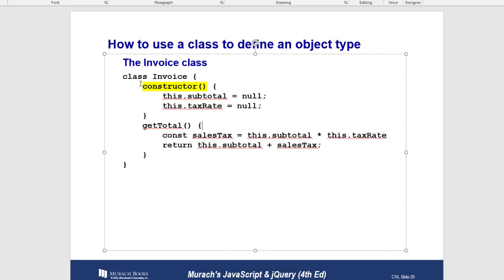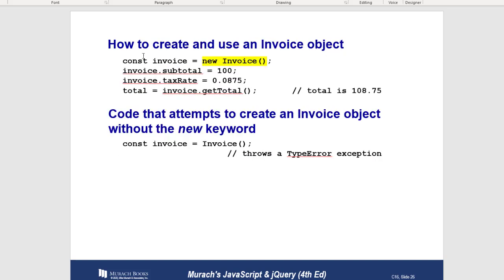You'll notice that I didn't declare any variables anywhere else. You can do it directly in the constructor. I can just say this.subtotal equals null, this.taxRate equals null, and all of a sudden I have two fields called subtotal and taxRate. I didn't declare them anywhere else. They're also called properties: subtotal and taxRate.